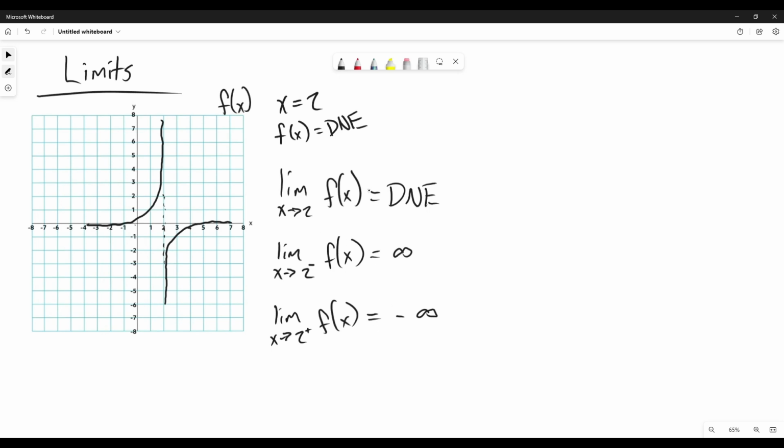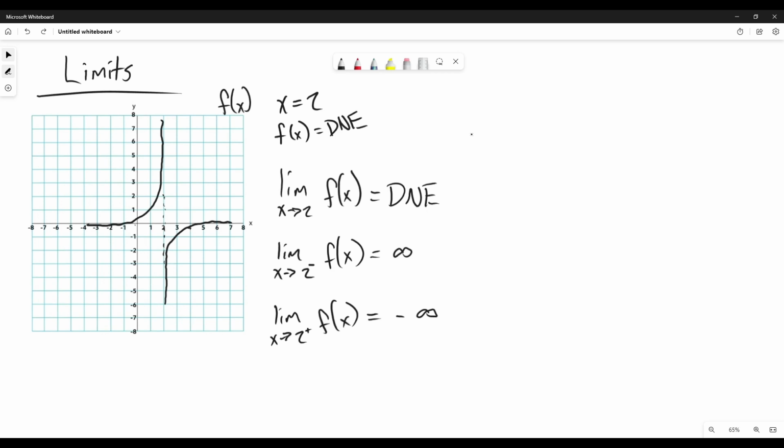Why is there no limit then? Because for there to be a limit, the limits as the left and right side approach a certain number as x approaches it have to be equal. They are not equal because they're going in completely opposite directions. One's negative infinity, one's positive infinity, which means they're not equal. Since they're not equal, the limit does not exist.